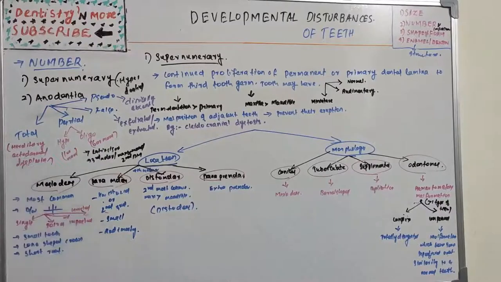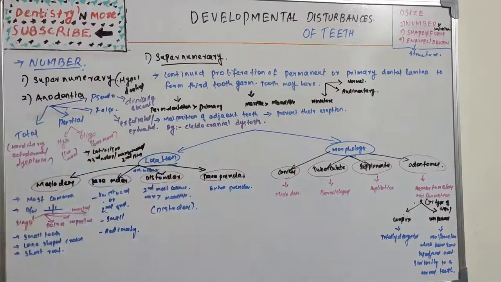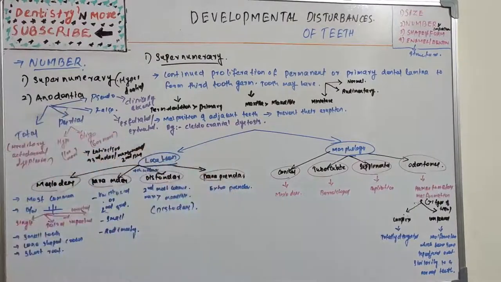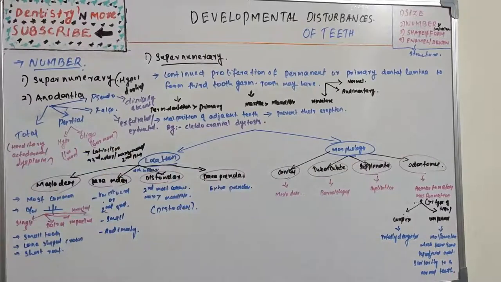Supplemental is a duplicated one. And the important one is odontomes. Odontome is nothing but a hamartomatous malformation. Hamartomatous malformation means it is not basically a neoplasm. It is the same normal tooth tissues, multiplied in a different way. It grows in a different, unusual way. It results in a specialized structure, a hamartoma. So tooth tissues multiply in a different way and become odontomes. We have two types of odontome.